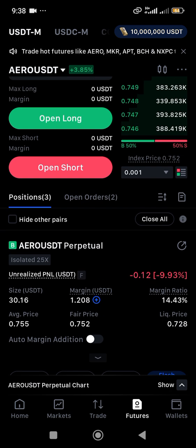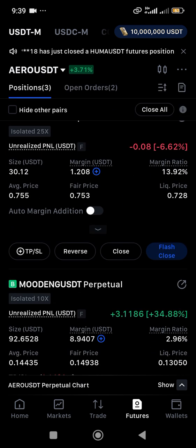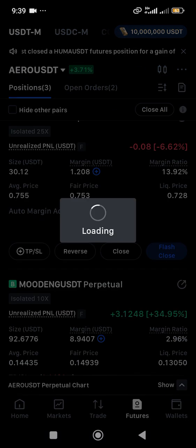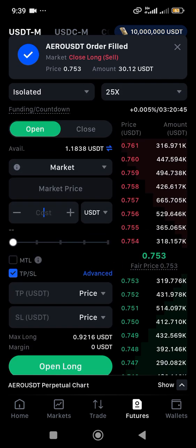So that is why it is advisable, if you are starting as a beginner, don't use high leverage. Don't even use up to times 20. Use at most times 5 or times 10. All right, let me close this trade. At most just use times 5.